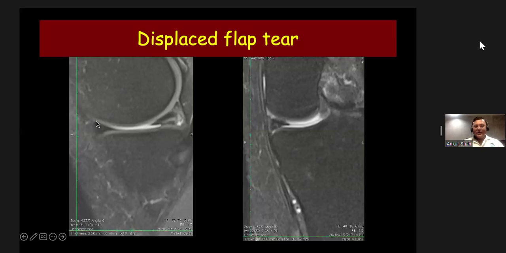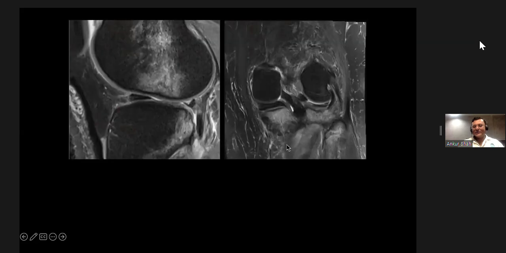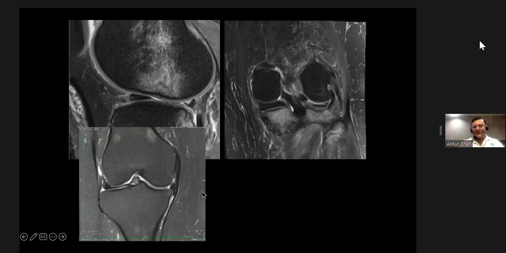If you look here, the anterior horn is a normal triangle. Here, from the normal triangle, a small piece of that triangle is missing. This suggests there is definitely a meniscal tear, and this is not just the normal vascularity or the intrameniscal degeneration. Again, here, the anterior part is showing a triangle. Here, the triangle is blunted, and you can even see the displaced meniscal fragment here. So this is a displaced flap tear.